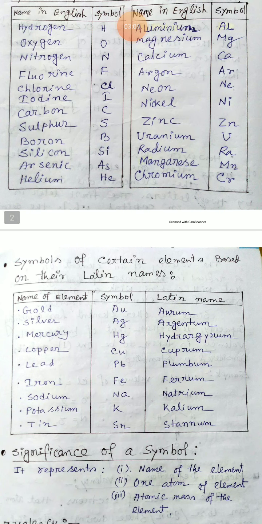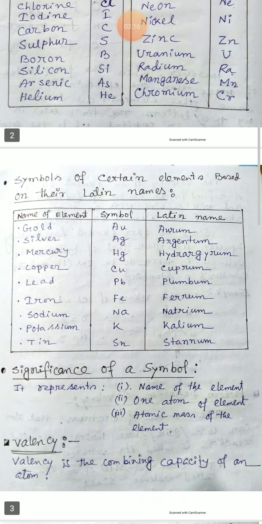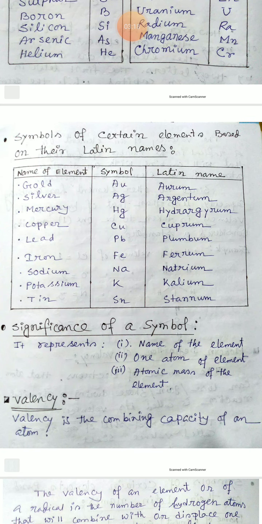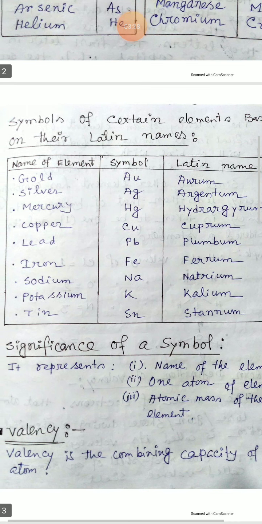Sometimes some elements are symbolized according to their Latin name. For example, the name of the element, symbol and Latin name. In the box you can see gold symbol is Au, taken from its Latin name aurum. Silver symbol is Ag, taken from Latin name argentum.